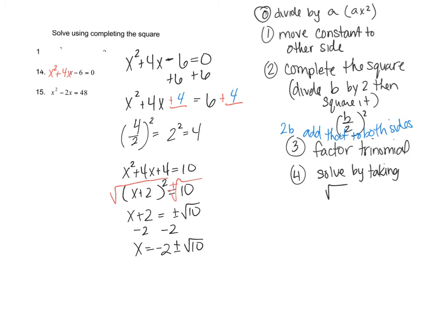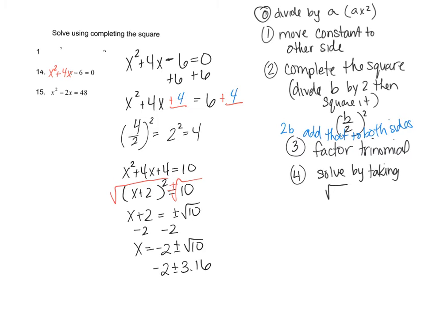But if you're working in geometry and you need the length of the side of a triangle, you need the decimal. So to get the decimal, you're going to use a calculator and take the square root of 10, which is 3.16. So negative 2 plus or minus 3.16.